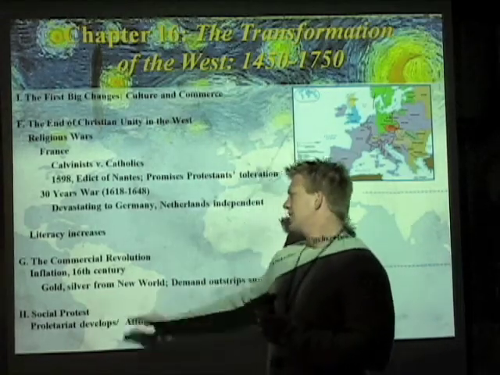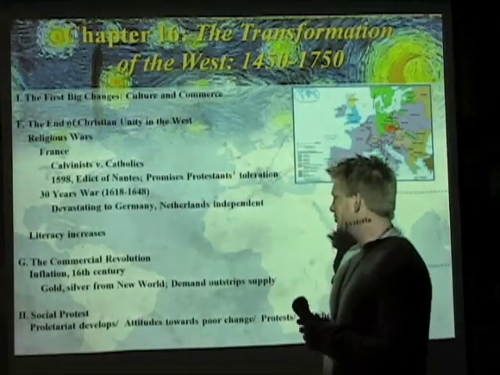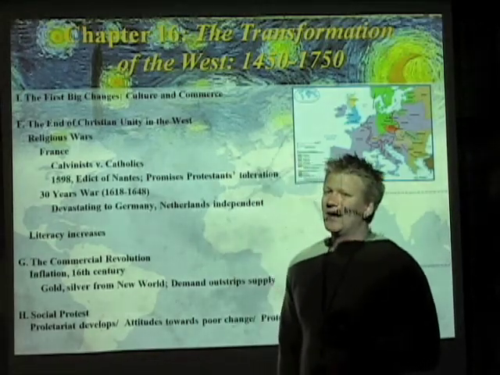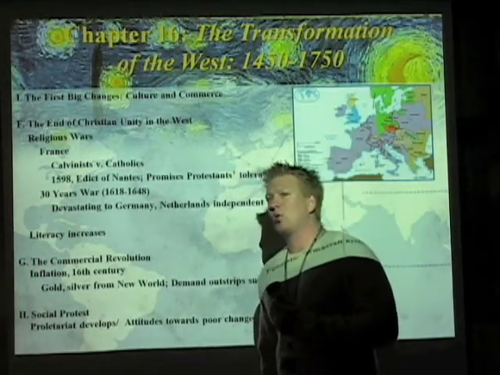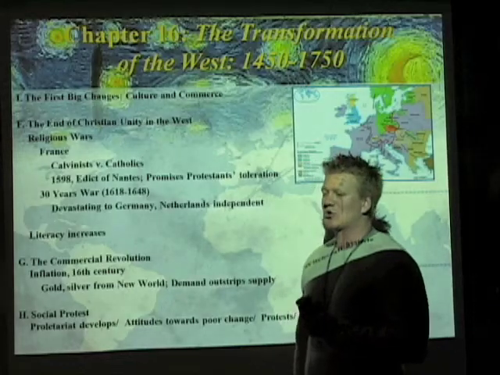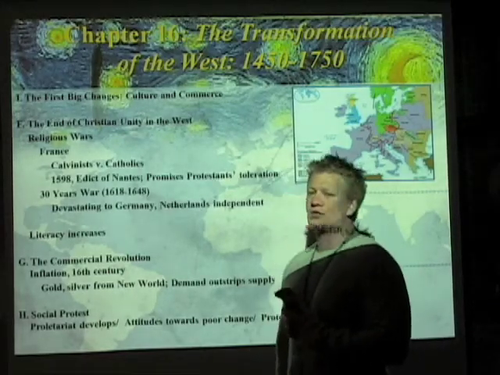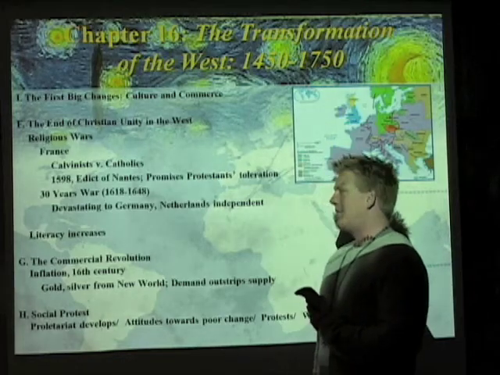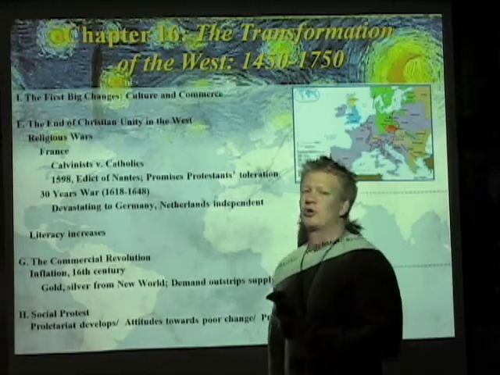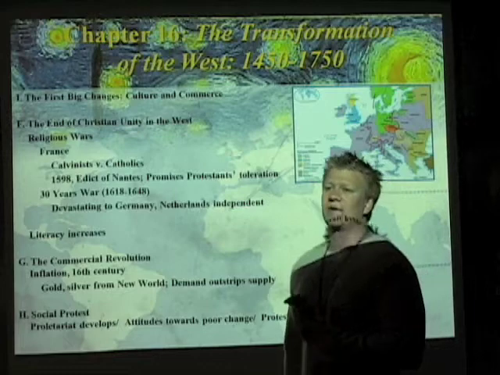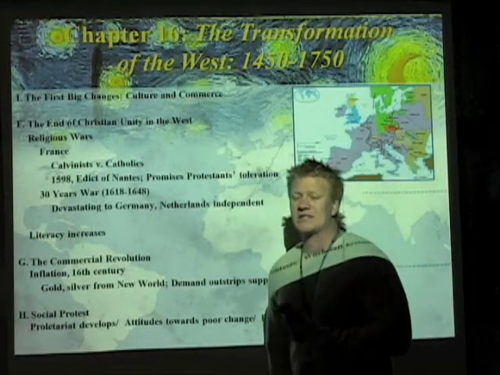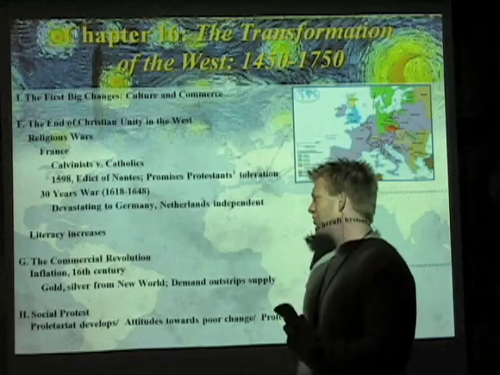So gold and silver from the New World, demand outstrips the supply. So again, you're having some inflation here. So it's not being worth as much. It's also starting to shift around. A lot of your silver is going to go to Asia. Spain and Portugal are going to slowly start to lose out because they don't have the banking and they don't have the supplies to build their own things, and so they're going to start to lose out a little bit here.